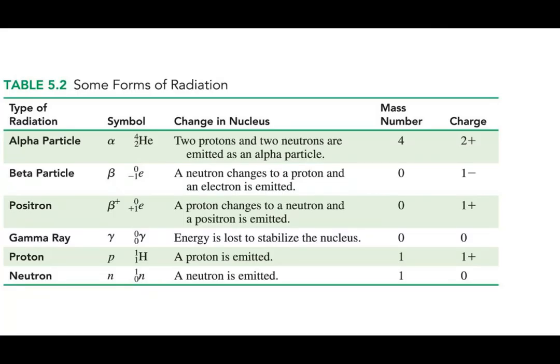So here's just a table from your textbook. This does a great job of summarizing alpha particle, symbol, what it changes, and then the mass number and the charge change there. Okay. So that's where this section of the lecture is going to end. In the next lecture, I'm going to talk more about half-life reactions.